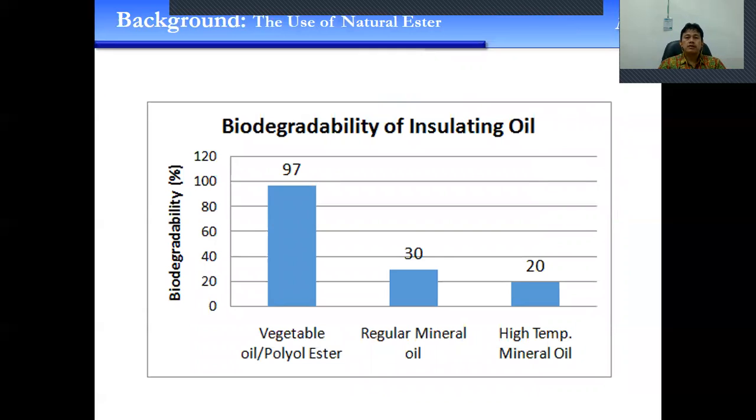This is because natural ester or vegetable oil has a very high biodegradability level. As we can see in these figures, the biodegradability level of vegetable oil or natural ester oil is about 79%. This is much higher than mineral oil, which has only about 30% biodegradability.